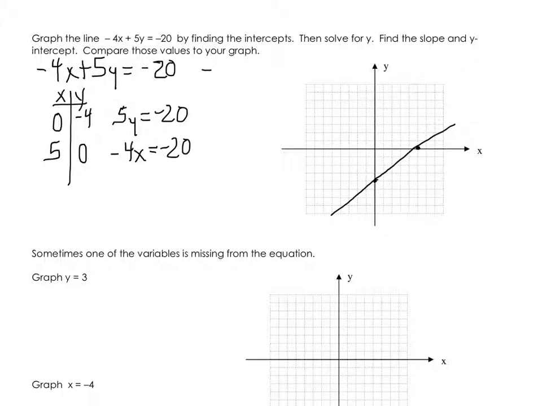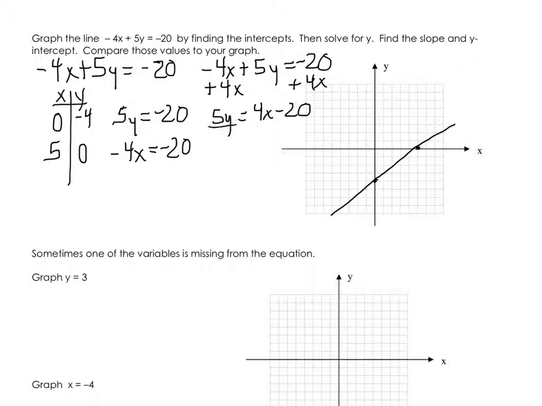Now we want to solve using the slope and the y-intercept. We need to solve for y. We need to get y by itself. On the left-hand side, let's first add 4x to both sides. So we get 5y equals 4x minus 20. We're still solving for y, so we need to get rid of that 5. We'll have to divide everything by 5. So that gives us y equals 4/5 x minus 4.